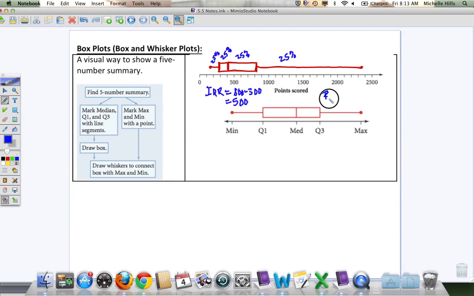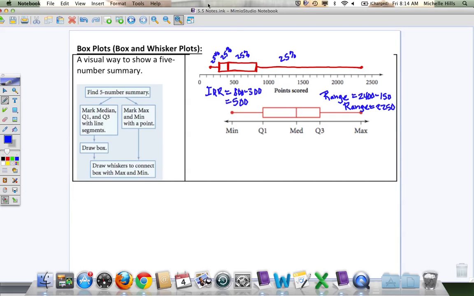Whereas the range of the data, in this case, is about 2400 minus the minimum, which looks like it's about 150. So the range is 2,250. But the interquartile range is only the width of the box itself, and that's about 500.